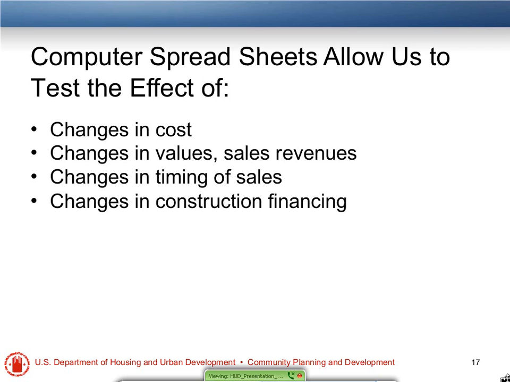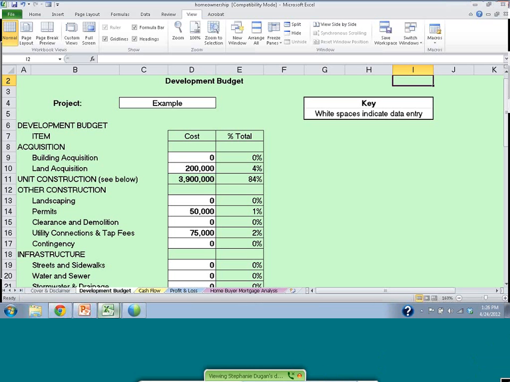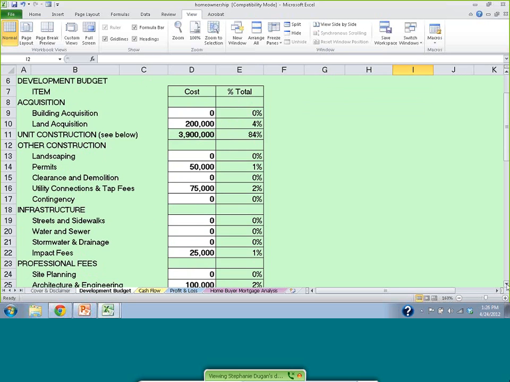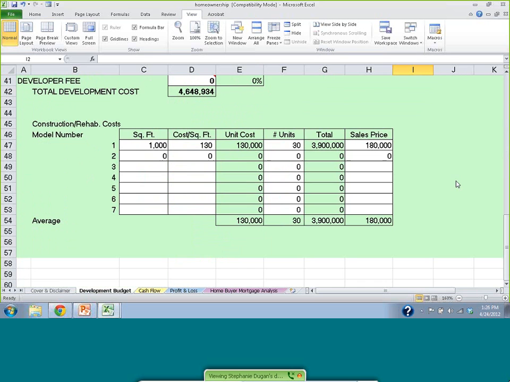I'm going to share my desktop with you and pull up that spreadsheet. And this is the spreadsheet for homeownership. This is our development budget. And you can see in this example, I've got land acquisition of $200,000, and we've got unit construction of $3.9 million. Let's scroll down to the bottom of the spreadsheet, and you'll see where that $3.9 million came from.